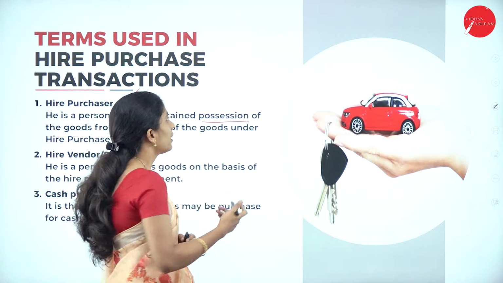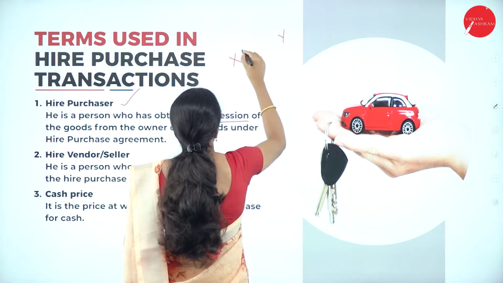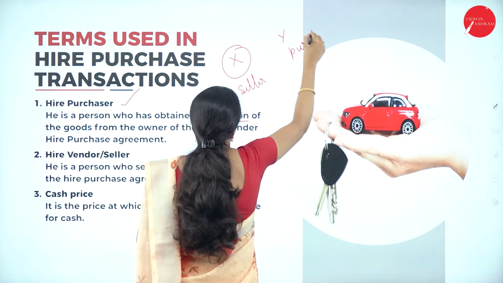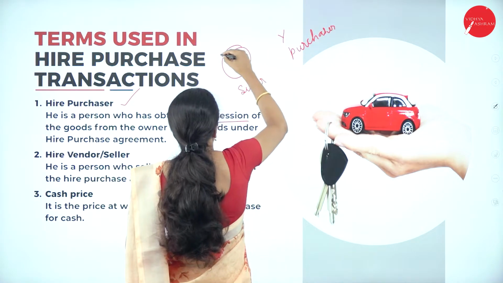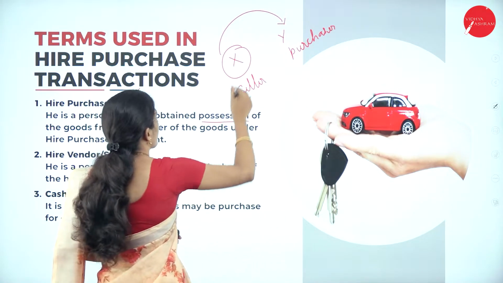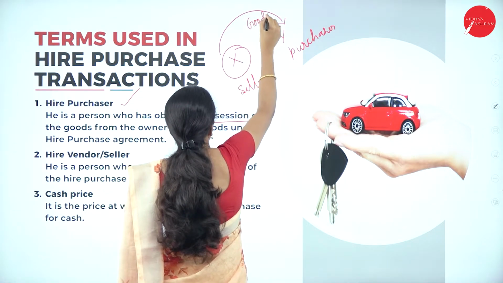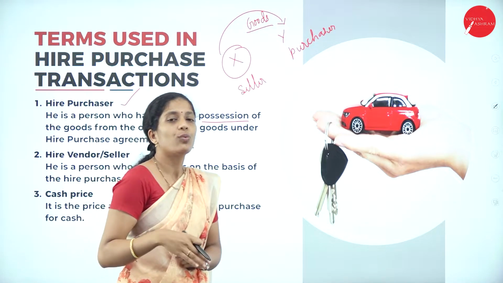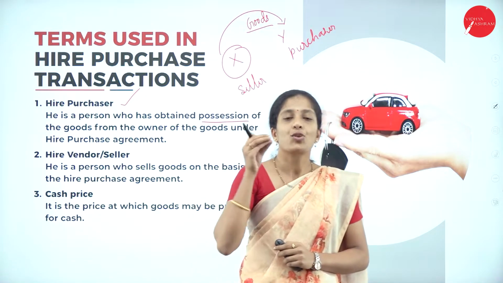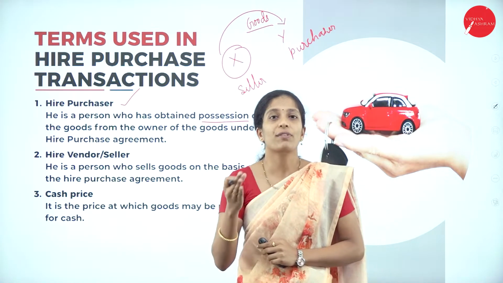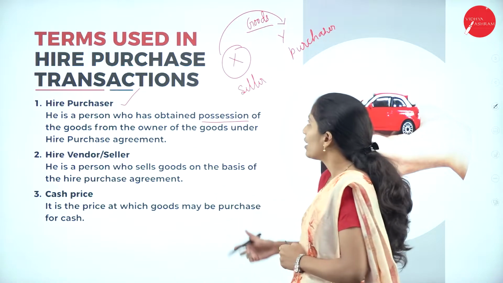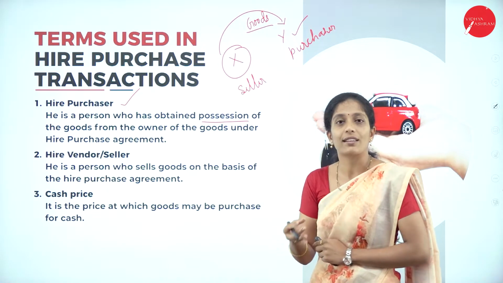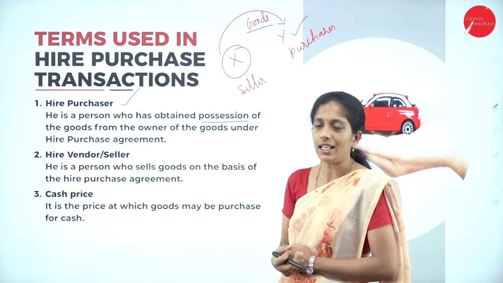So one who gets the goods is known as what? Hire purchaser. Now if you take two parties, X and Y, where X is a hire seller and Y is a hire purchaser. If the goods are transferred to Y, then Y is the hire purchaser. But Y will not make the payment immediately. He will make some payment, and the rest of the payment will be made in the form of installments. So here Y is called the hire purchaser, one who gets the possession of the goods.